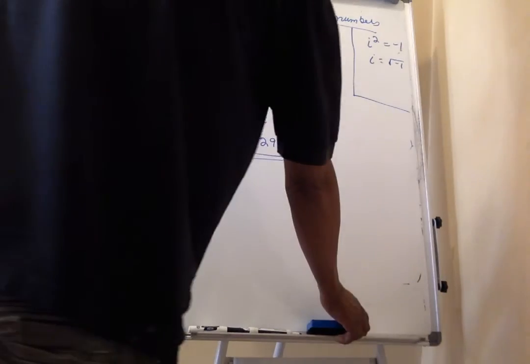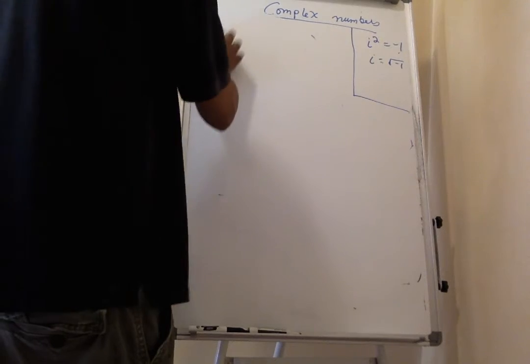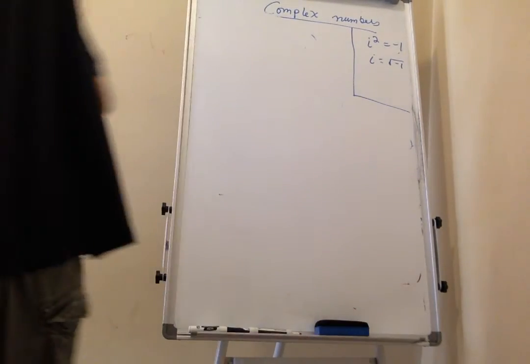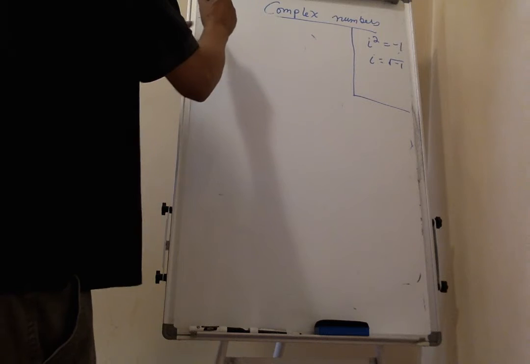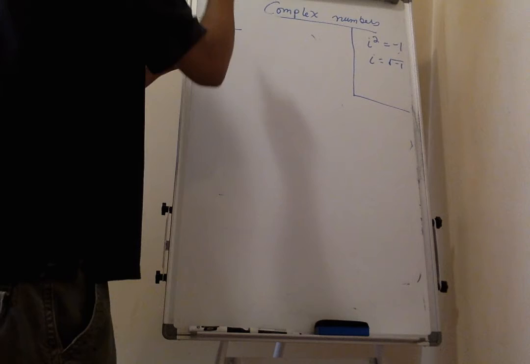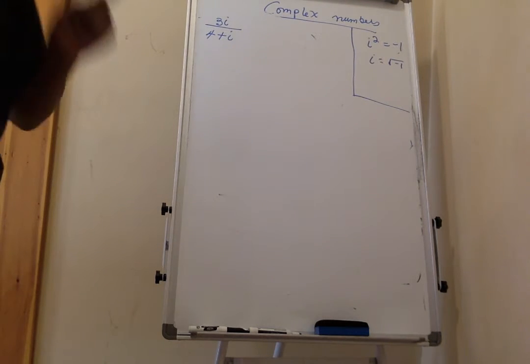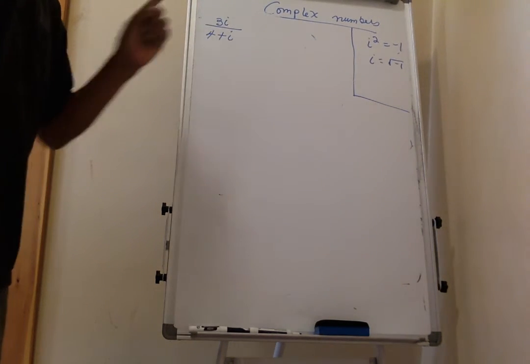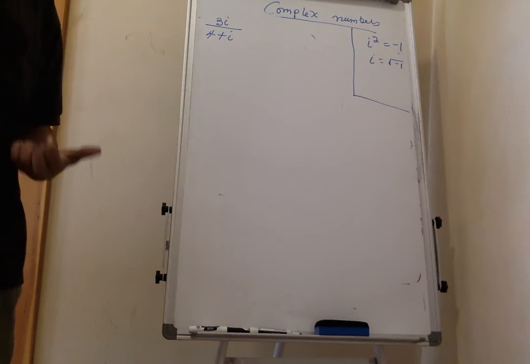Now, when we are dealing with division, it's a new animal. So you would be asked 3i over 4 plus i, and you are asked to divide and simplify 3i over 4 plus i. When you are doing that, you want to get rid of the complex number from the denominator. That's what it means by simplifying.